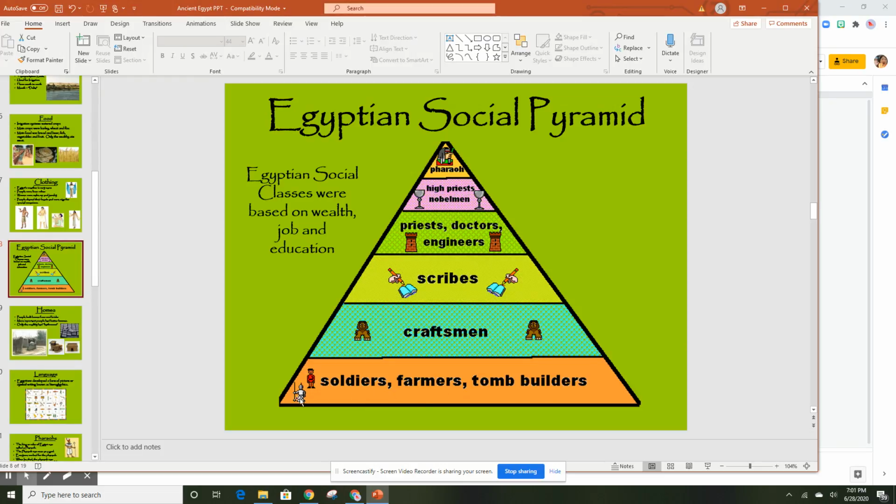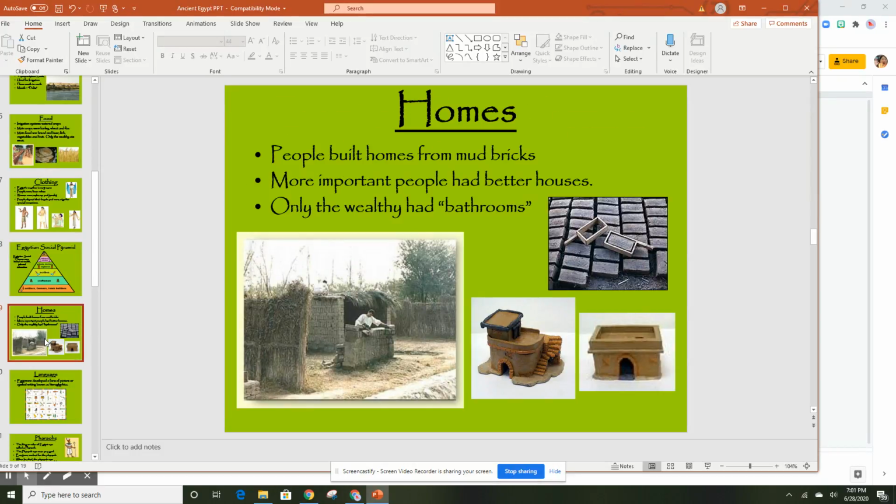Some theories suggest that slaves might be under this. Some theories suggest that Egypt paid their workers. And so we'll leave it at that. So let's take a look at homes of ancient Egypt. Homes would have been built from the resources they had from the earth.